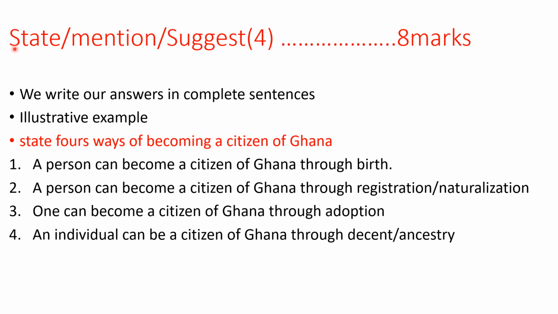Good. Then we have another command which is state, mention, suggest, give, outline, and the maximum is 8 marks. So this kind of question's command requires sentence answers. So we write our answers in complete sentences. So let's look at an illustrative example. State 4 ways of becoming a citizen of Ghana. So this needs sentences. If you write them by listing them, you get half or 1 mark. Like you write them: by birth, by this. No. So look at the example. A person can become a citizen of Ghana through birth. A person can become a citizen of Ghana through registration or naturalization. One can become a citizen of Ghana through adoption. An individual can become a citizen of Ghana through descent or ancestry. So these are the right way to answer questions which come with the command state, mention, suggest, or outline.